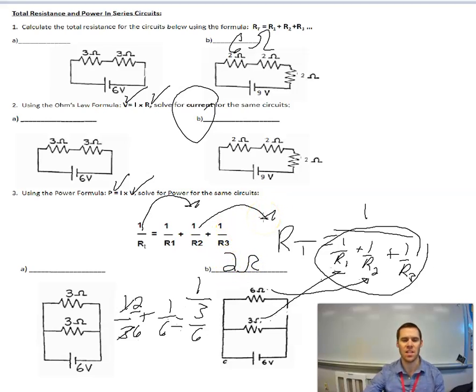And you're going to go through the same process that you did for the series circuit. You're going to need to calculate for current using Ohm's law. So now that you have your resistance, you have the voltage, you can solve for current. Once you solve for current, you can then solve for power because you have current and voltage.